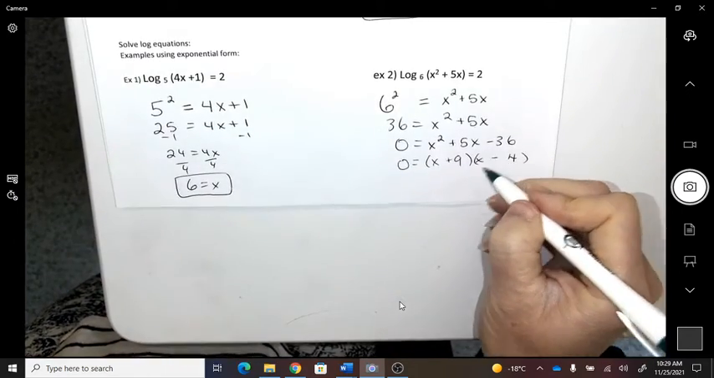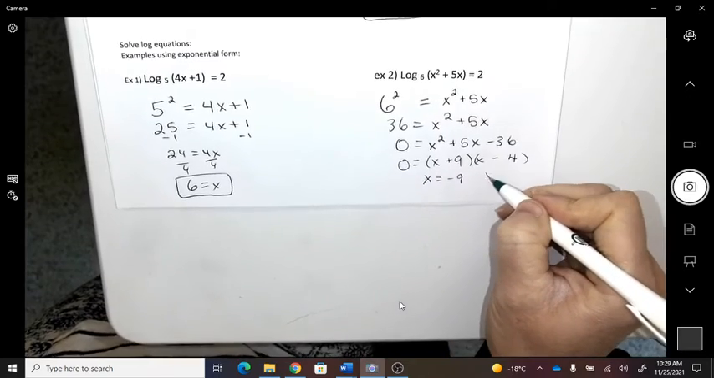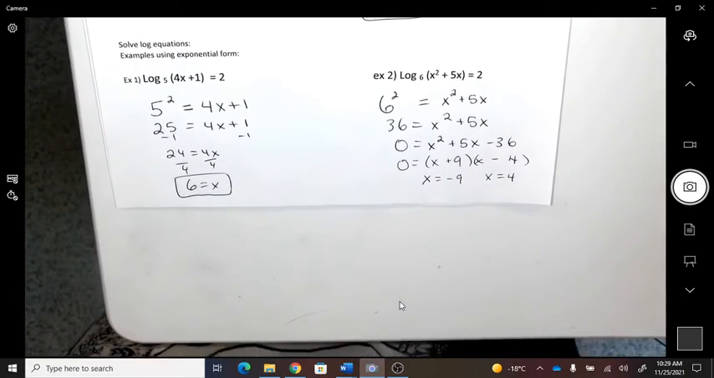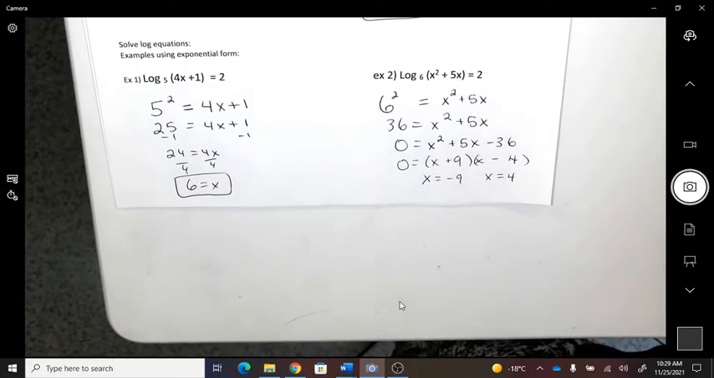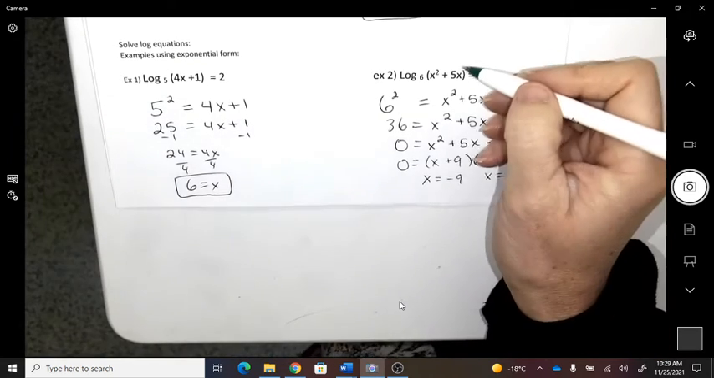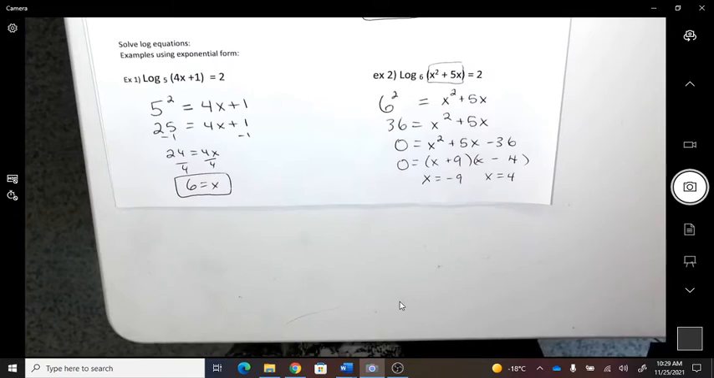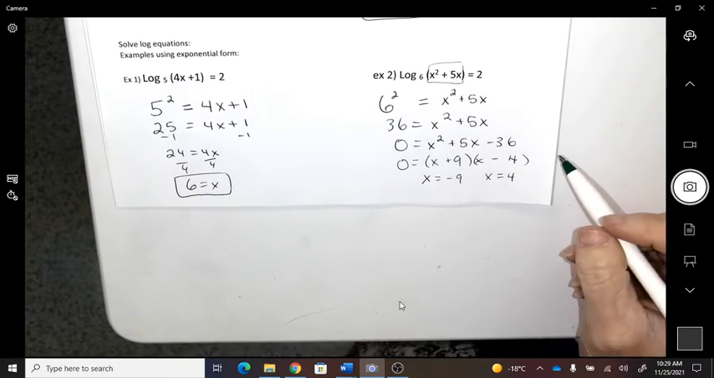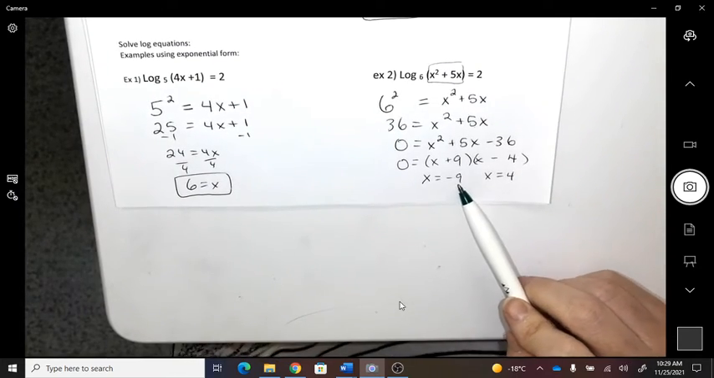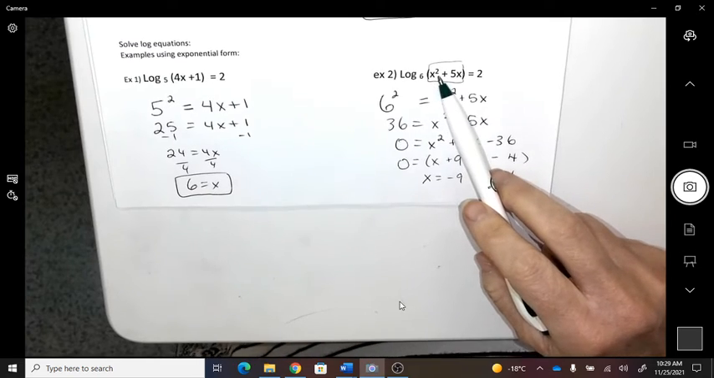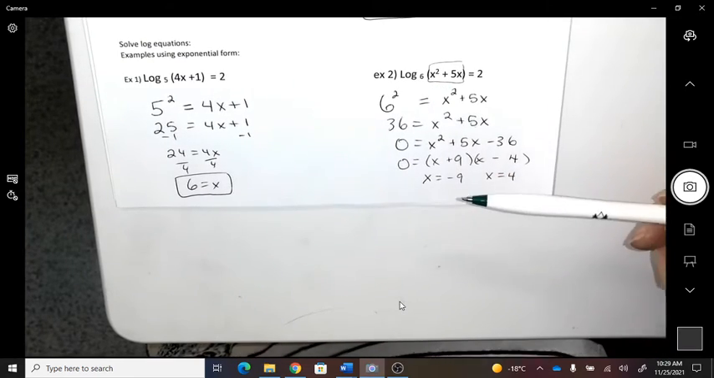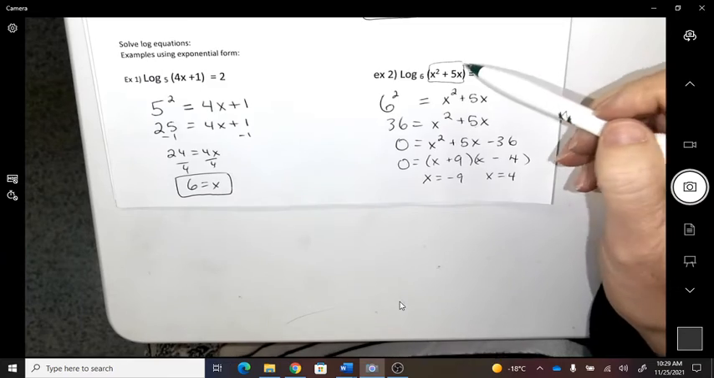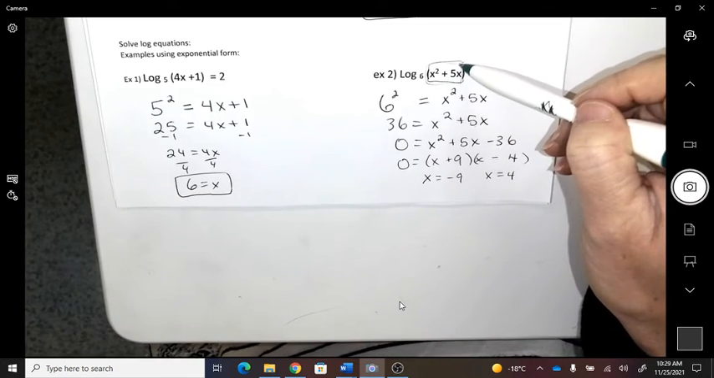Adds to 5. Okay, now I just have to be careful here. This portion, this result, can't be negative. So I'm just going to double check here. When I put in negative 9, are we still okay? It's not that I don't want x to be negative. I just don't want this to be negative.